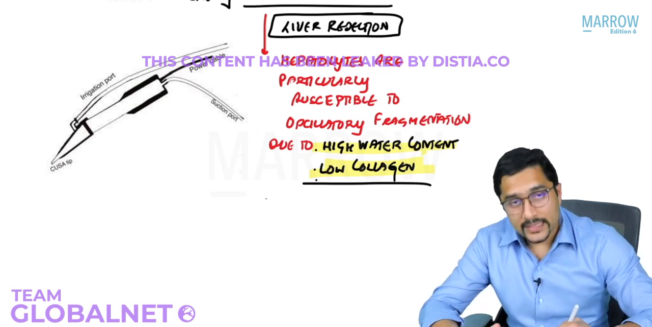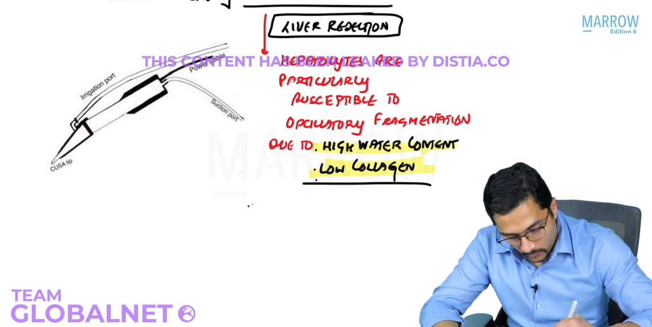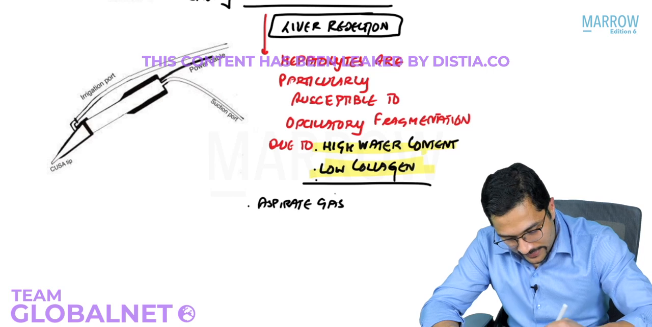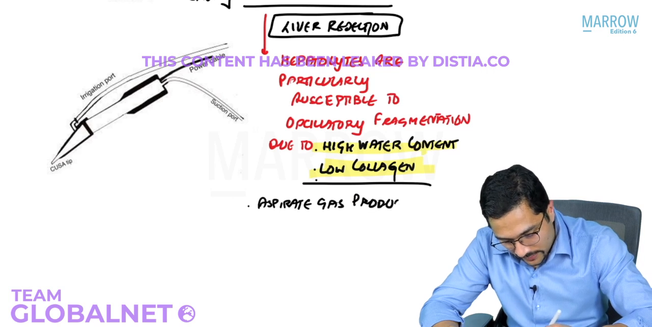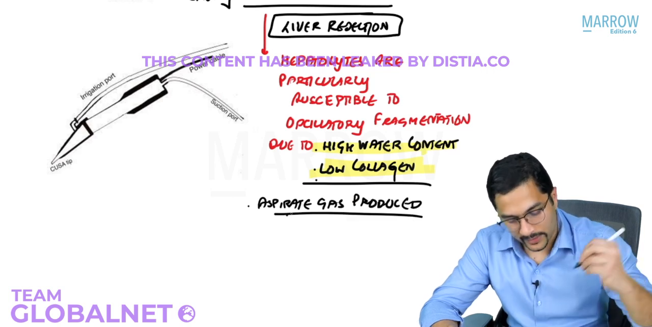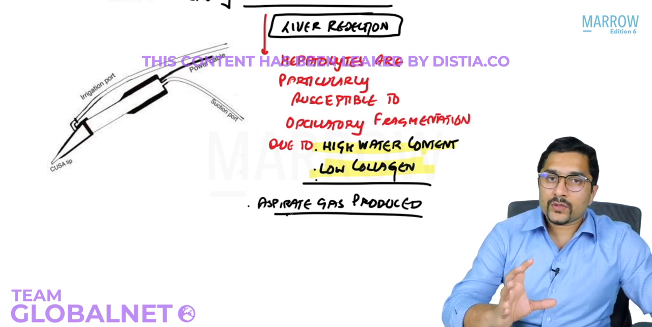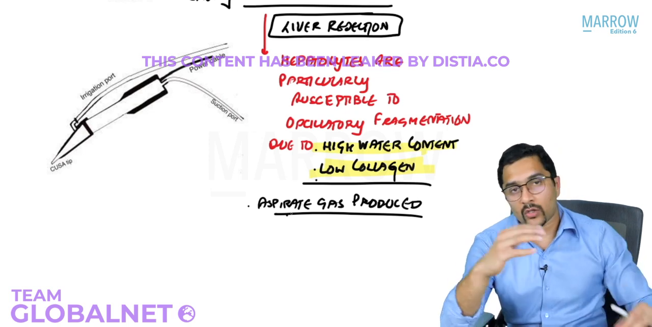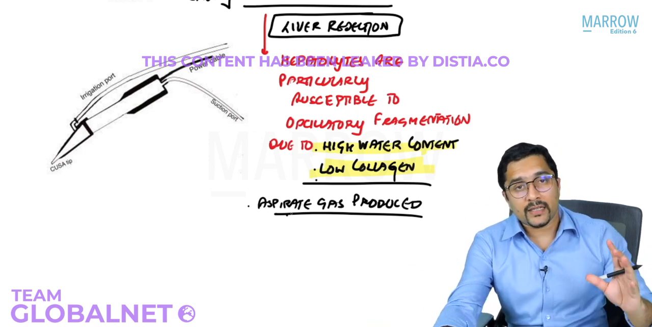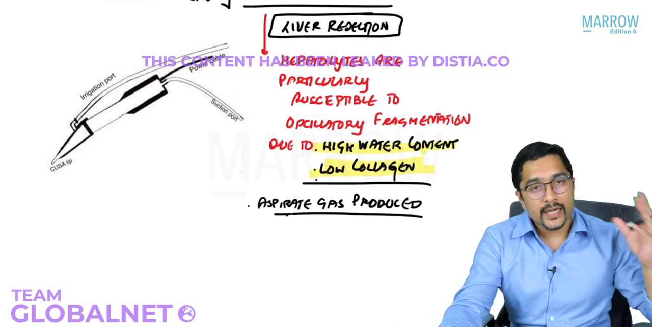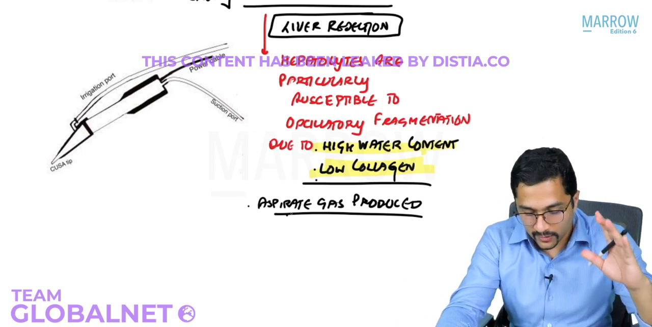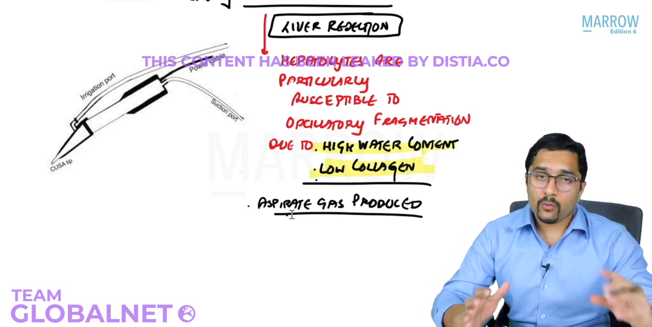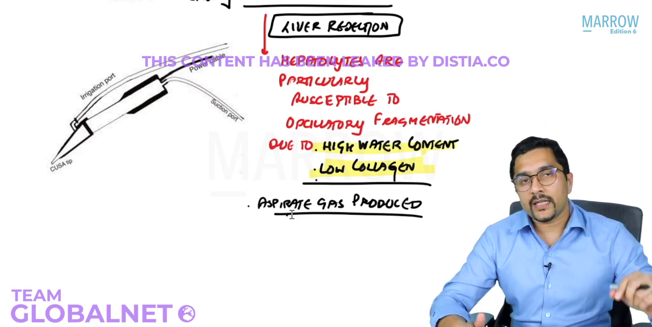Also, because it is an aspirator, it can also aspirate the gas which is produced. It can suck it out at the same time. So it is particularly useful for liver resections, and if somebody asks you cirrhotic liver or non-cirrhotic liver, it will be better in a non-cirrhotic liver. So these were the energy sources which I wanted you to know, which have been mentioned in Bailey.